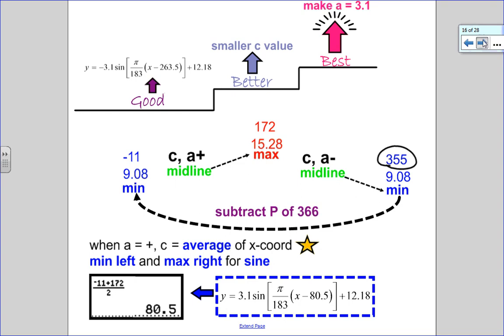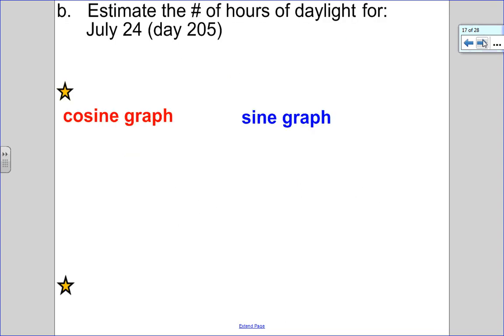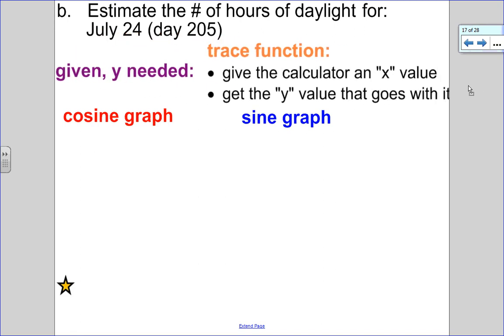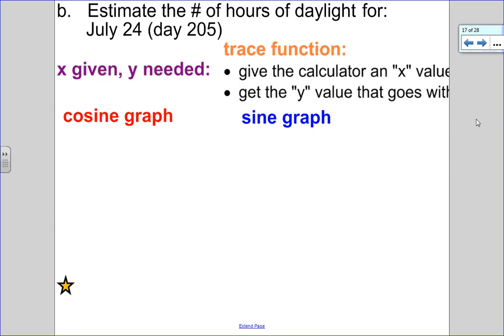Okay, so now that I have my equations, we can now answer some questions. I want to estimate the number of hours of daylight for July 24th, which is day 205. 205 is an x value. So this is an example of x given and y needed. So if x is given and y is needed, we are going to use the trace function. What the trace function says is if you give the calculator an x value, you will get the y value that goes with it. So let's look at the cosine graph.